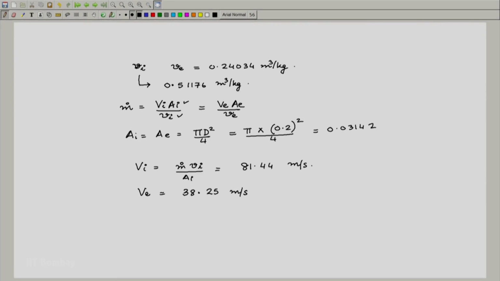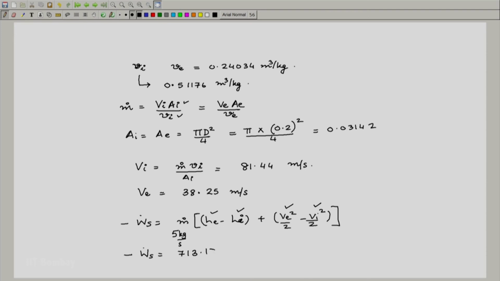And now we come to our first law. We had already put the terms with q dot and g z e minus z I as 0, and we would have gotten minus w dot s is m dot multiplied by h e minus h I plus V e squared by 2 minus V I squared by 2. We have this as 5 kgs per second. We have the values for HE, HI, VE, VI. We substitute all of this and we get that minus W dot S is equal to 713.17 kilowatt.